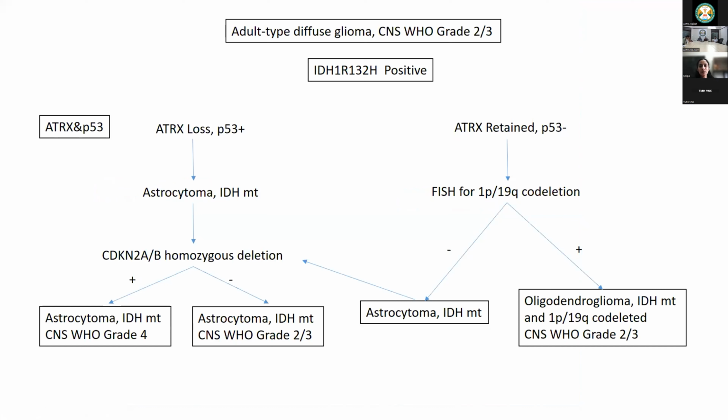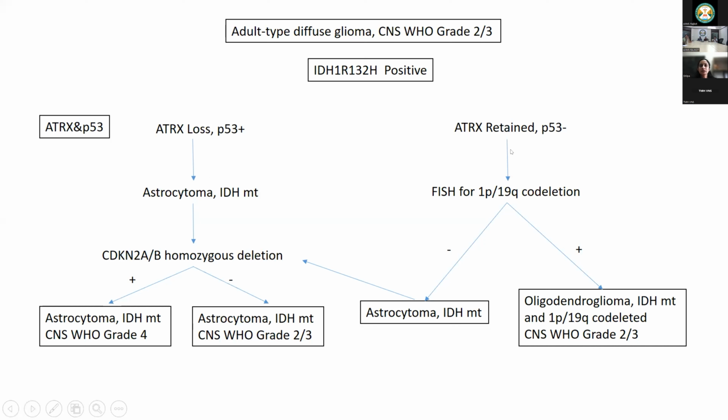To finish, I've just put up an algorithm which will make us understand how we need to approach any given adult type diffuse glioma. So if you have adult type diffuse glioma, you grade it basically on the histology and see whether it has an astrocytic or oligodendroglioma morphology. Further, you go ahead with IHC. We'll take this first group, which shows IDH1 R132H immunopositivity. Suppose the tumor shows ATRX loss of expression and p53 positivity, then we call it astrocytoma IDH mutant. To further accurately grade, we need to test these tumors for CDKN2AB homozygous deletion. If it shows CDKN2AB homozygous deletion, then it becomes a CNS WHO grade 4 tumor. If there is no deletion, then it becomes a grade 2 or grade 3, depending on the histological grading.